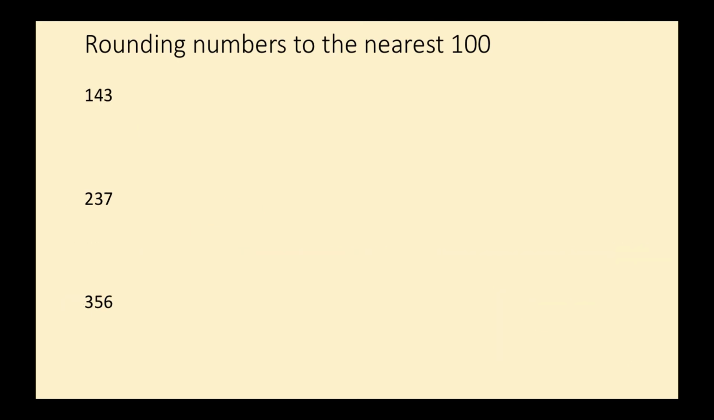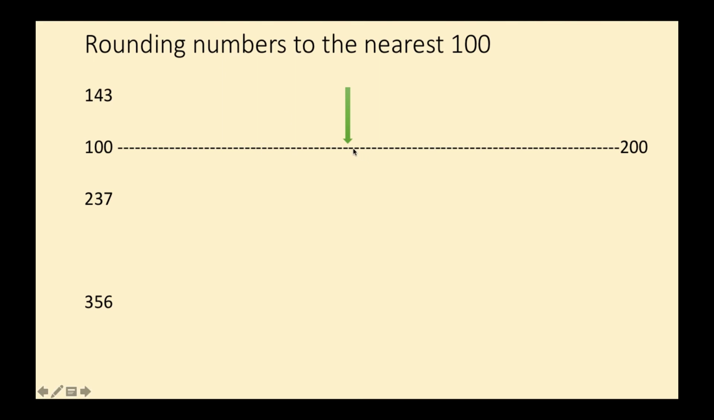What about rounding numbers to the nearest 100? We have the number 143. Now in this case, because we're rounding to the nearest 100, we do have to look at the 100 part. Now, we have to know, is 143 closer to 100 or 200? Well, 43 is less than 50, and 50 is in the middle. Maybe my arrow should be a little bit more this side. But we know that 43 is less than 50, so it should be rounded to 100.